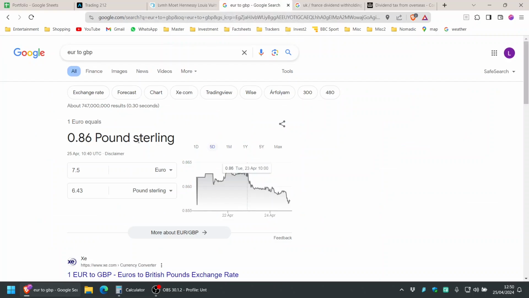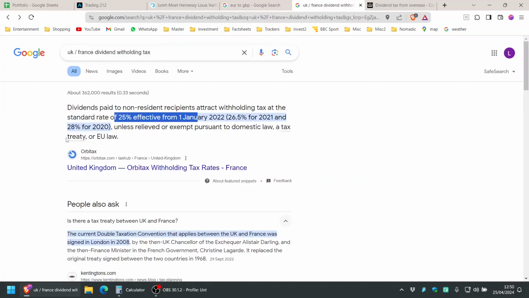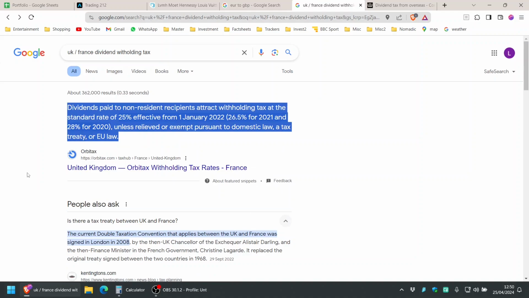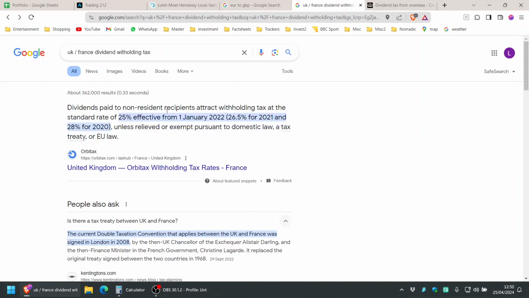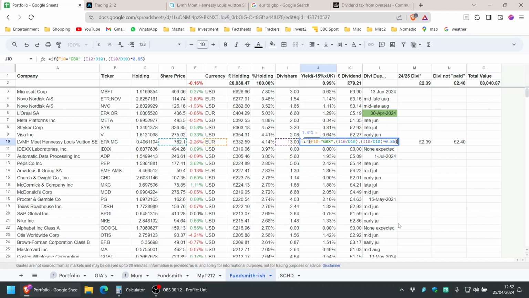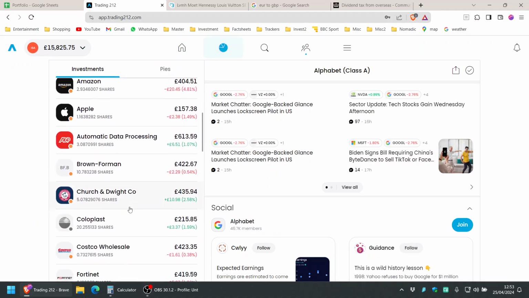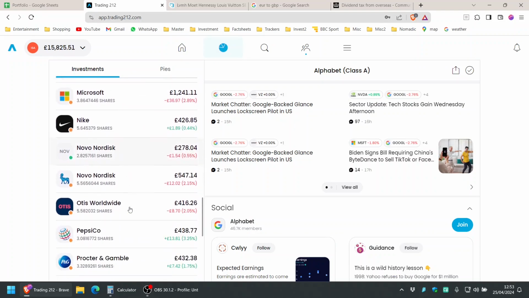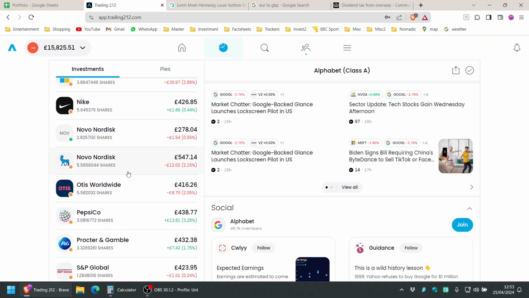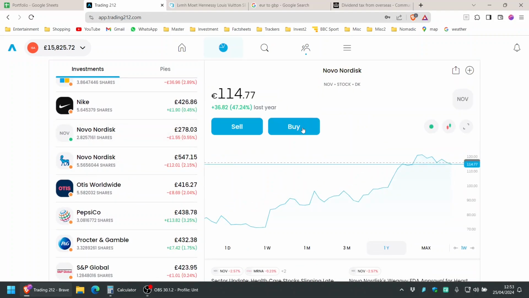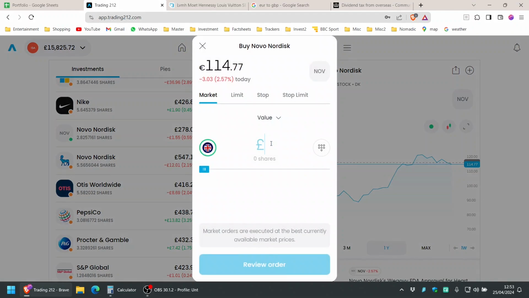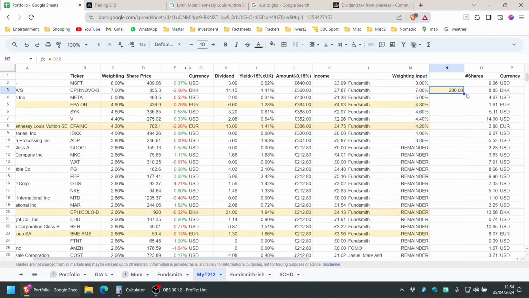I took 25% off as my first guess because this is the first result that came up when I googled it beforehand. 25%. So actually the American ones are looking quite good, aren't they? Anyway, let's get buying. Gone back to using the laptop, can't be bothered using the phone. So it's that one, isn't it? And we buy 280. Buy. Done.